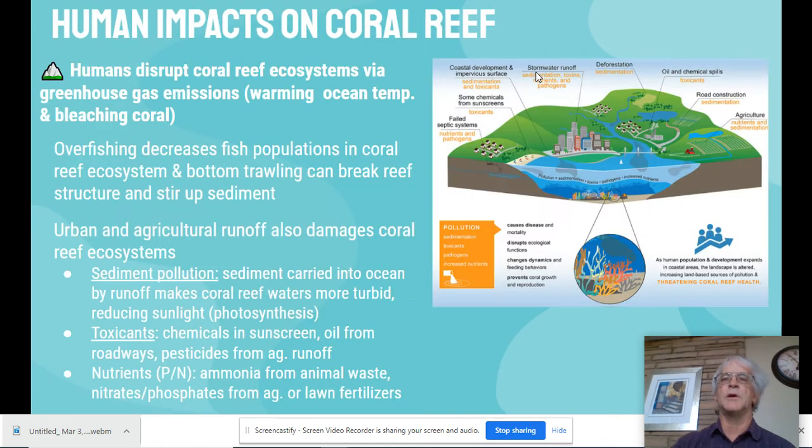Sometimes in a reef area we will see that stormwater runoff, deforestation, oil and chemical spills, road construction, and agriculture all will lead to chemicals. Coastal development, meaning there will be impervious surfaces so the water will not go down, it just runs off. Chemicals from sunscreen and failed septic systems all release chemicals that will cause problems to not just the coral reef, but the fish that live there.